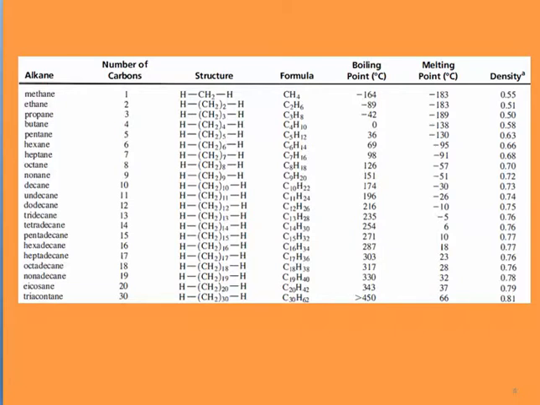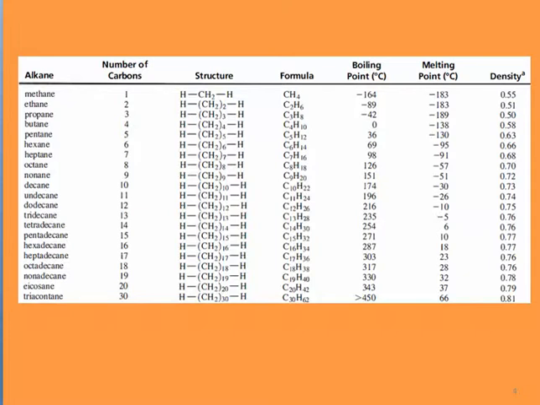So the general chemical formula will be CnH2n+2. For example, let's take a look at C8H18. In this case, n is 8, so the number of hydrogens has to be 2n plus 2. So 2 times 8 plus 2 will be 18. That's why we have C8H18.